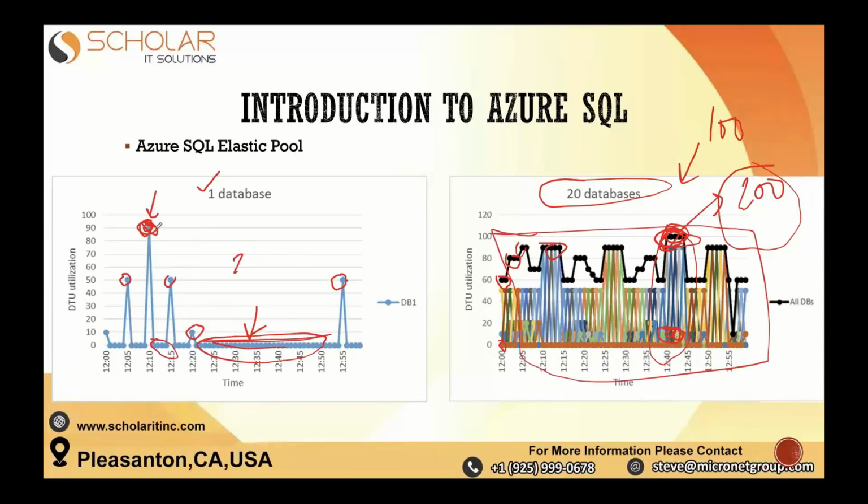Here, if you have 20 databases and each of them uses 90 DTU at one particular time, you will have to have 90 multiplied by 20, which is 1800 DTU. You will be charged for 1800 DTUs. Here, you will be just charged for 200 DTUs.